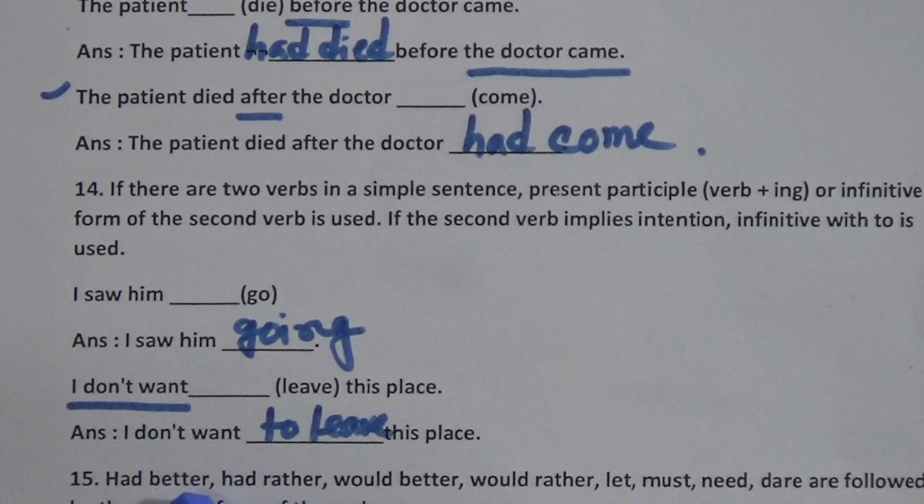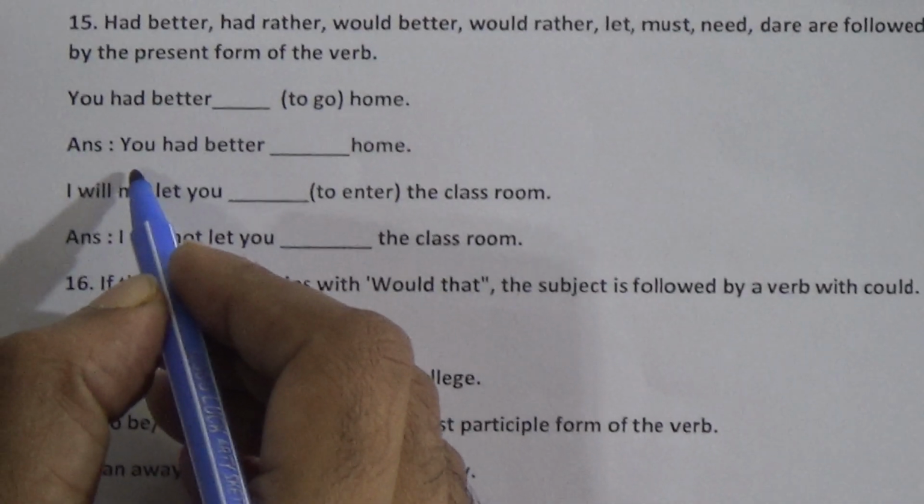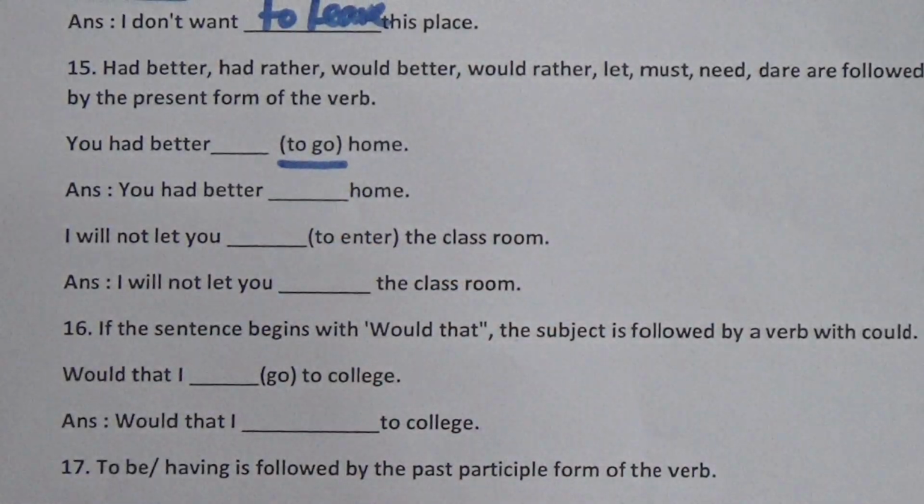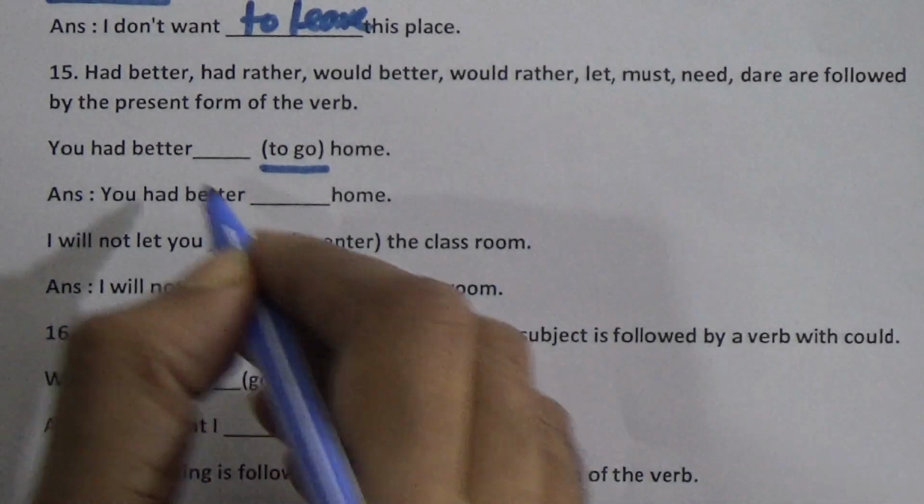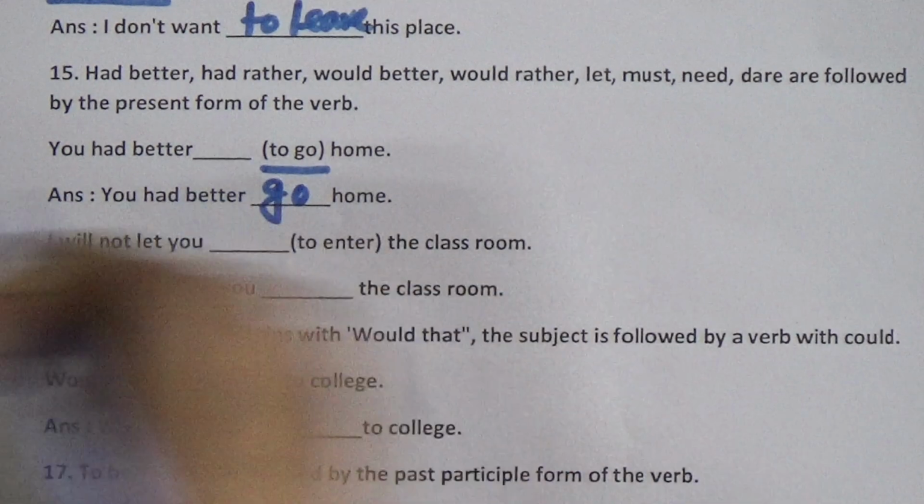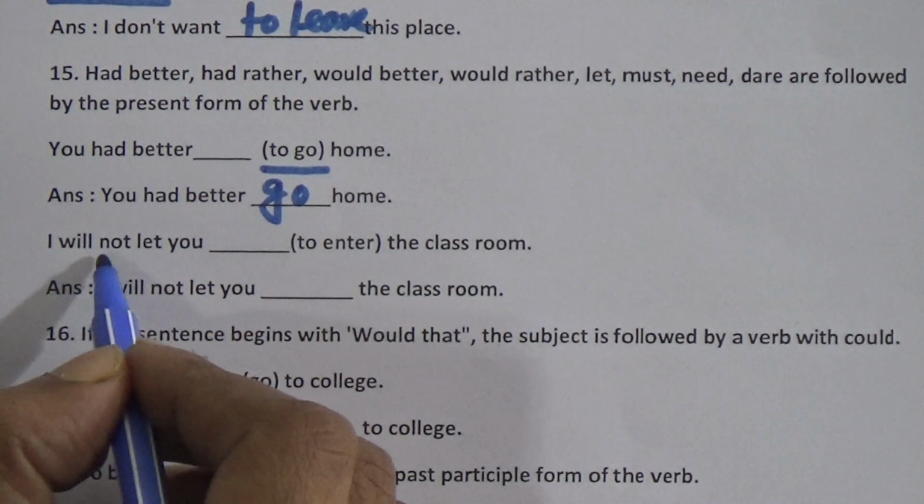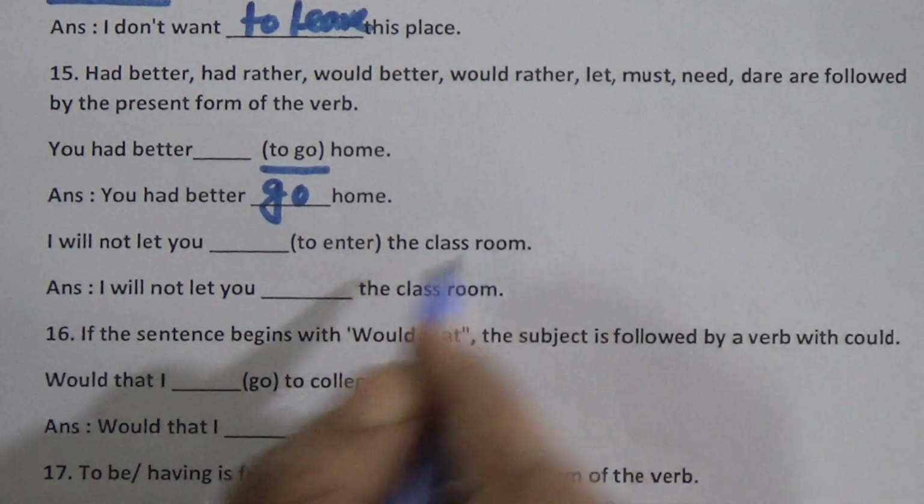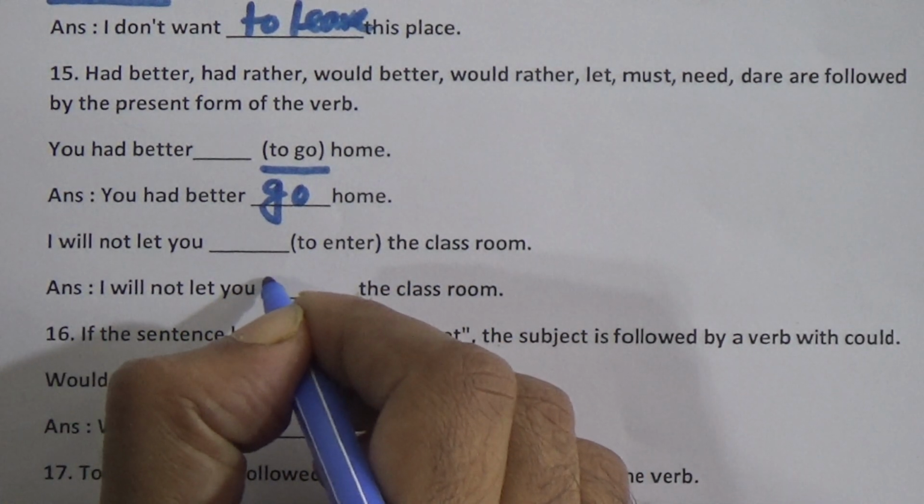Rule number 15, had better, had rather, would better, would rather, let, must, need, dare are followed by the present form of the verb. All these words and phrases are modal verbs, and after modal verbs we always use the base form of the verb. You had better dash to go home. The words in the bracket will be in the present form. That means you had better go home. Second example, I will not let you dash to enter the classroom. The answer will be I will not let you enter the classroom.